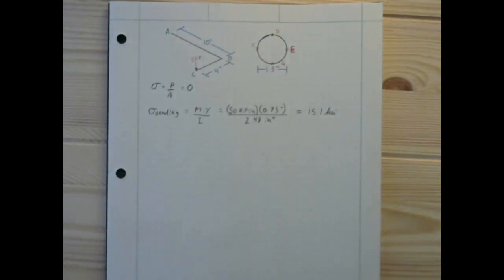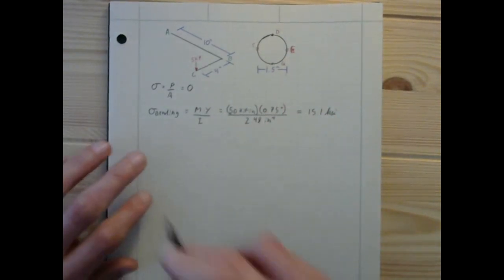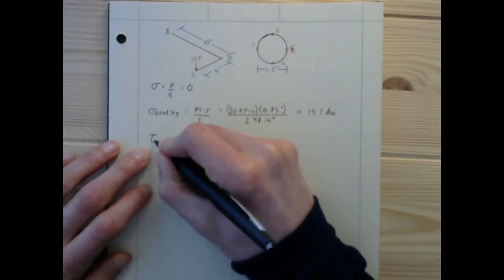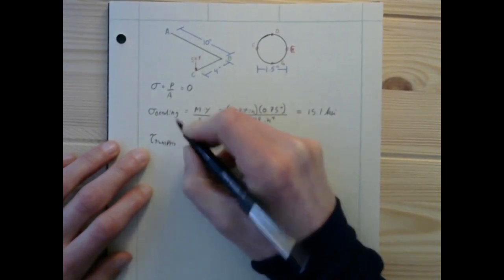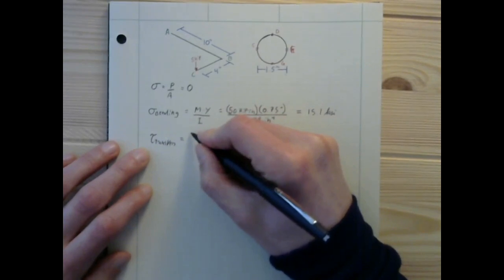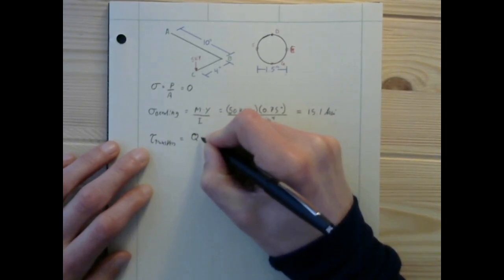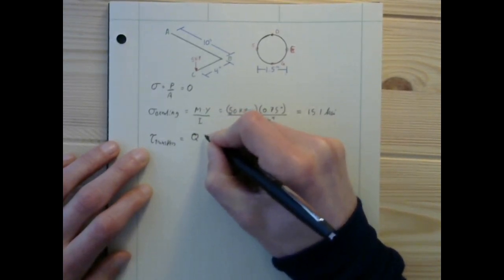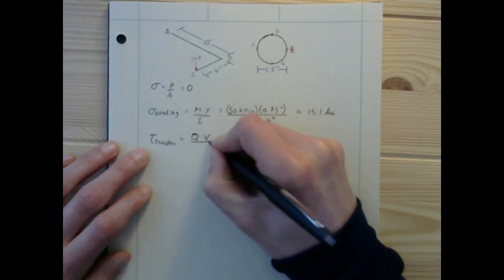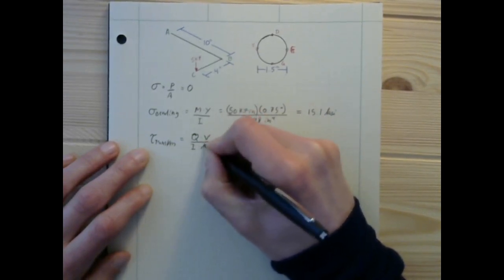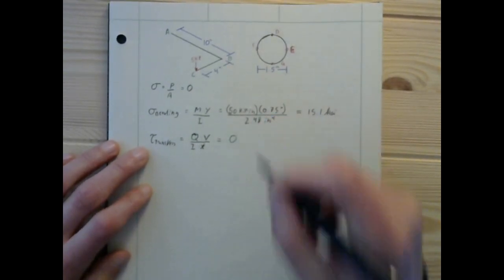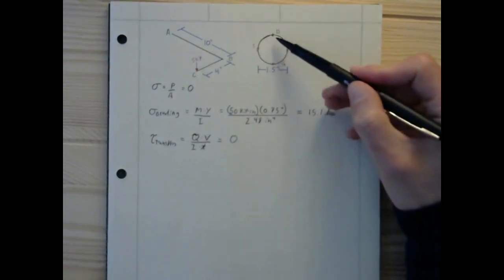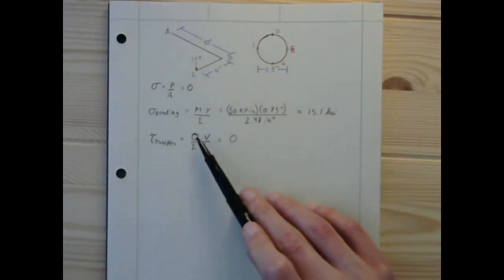Now let's look at the shear stresses from the transverse loading. We're going to be looking for, I just drew the same character twice, Q times V over the second moment of inertia and the thickness. Well, that's easy though. That's going to be 0, because at the very top, Q is going to be 0.